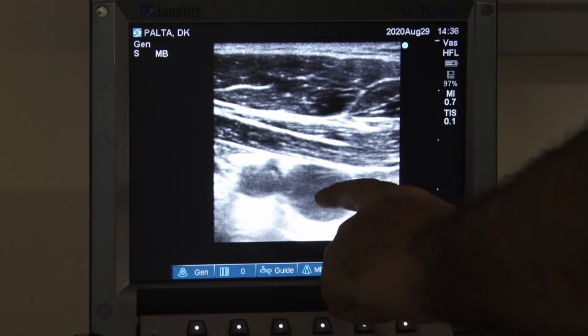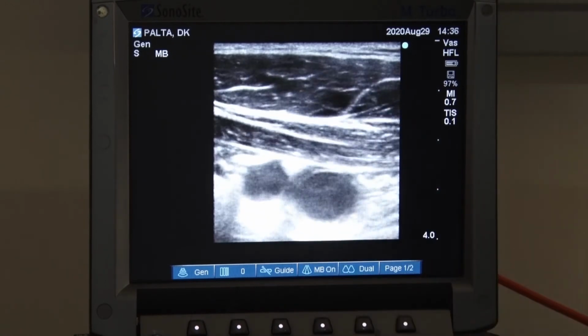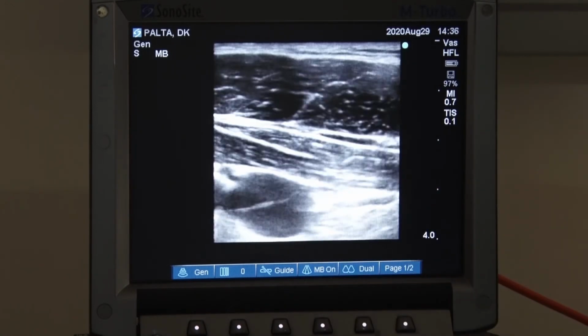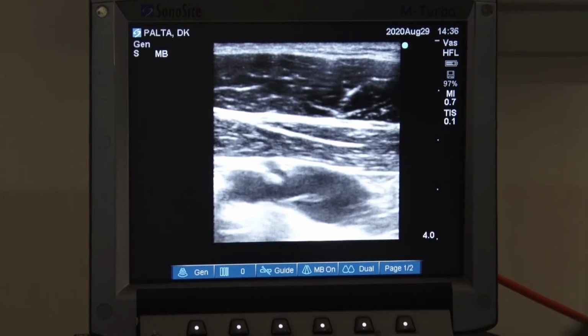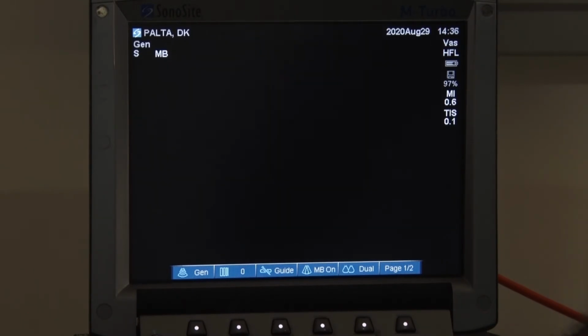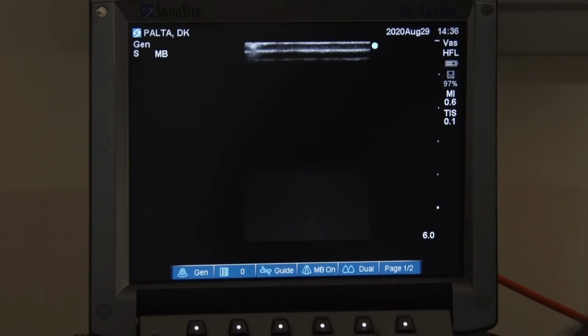So this is the valve in the subclavian vein. This is the distal part of the subclavian vein. I can see it below the axilla, below the clavicle.